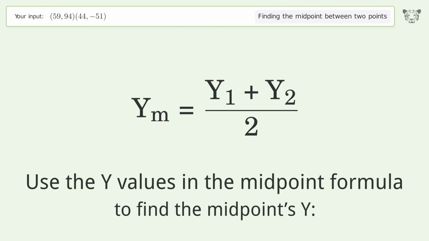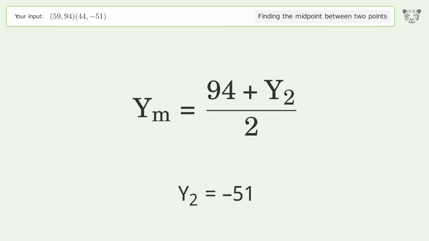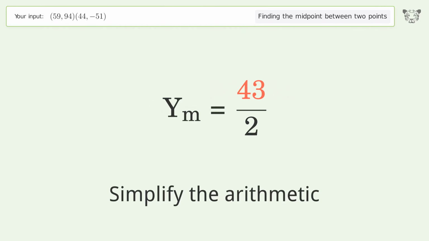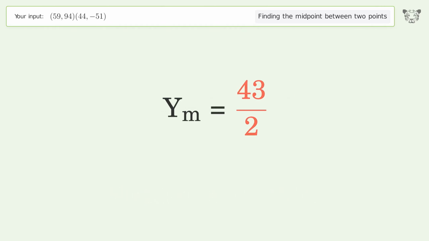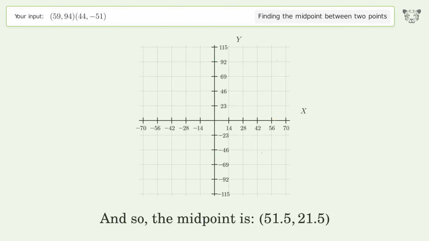Use the y values in the midpoint formula to find the midpoints y. y1 equals 94. y2 equals negative 51. Simplify the arithmetic. And so, the midpoint is 51.5, 21.5.